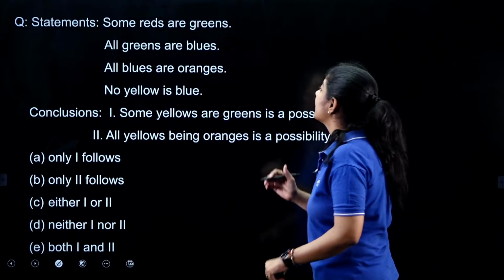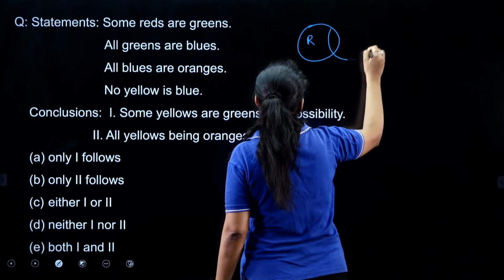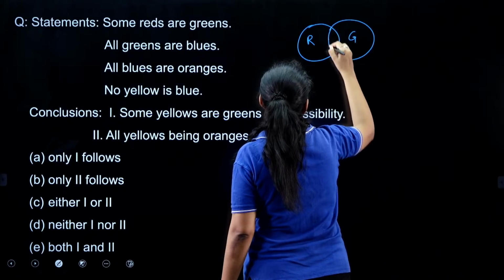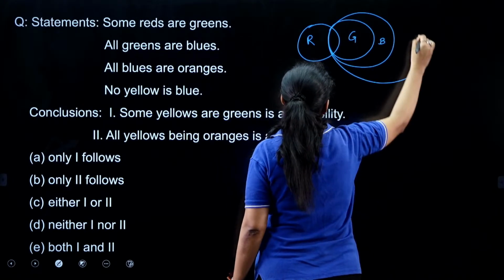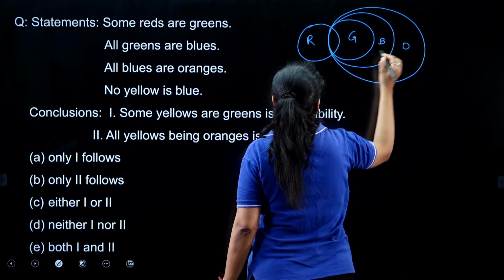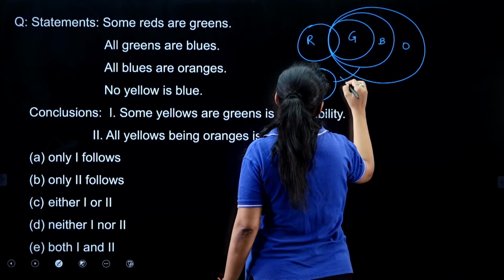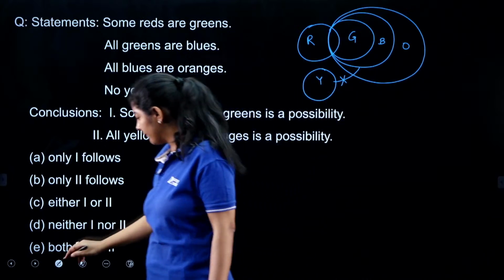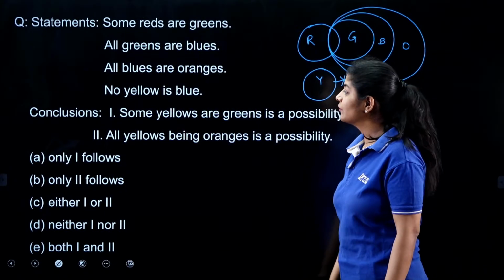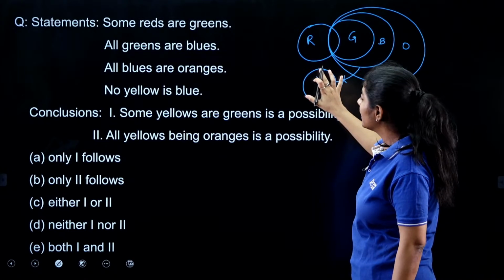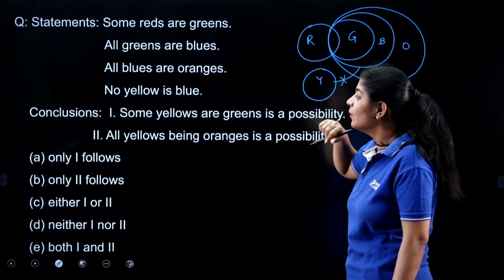So, let us draw the diagram. Some red are green, all green are blue and all blue are orange, but no yellow is blue, right? This is what we are having. Now, what we need to do, we need to check the conclusions. First, some yellow are green is a possibility. Is it true? No. Why?